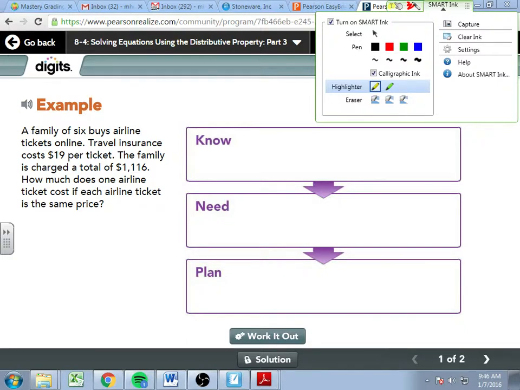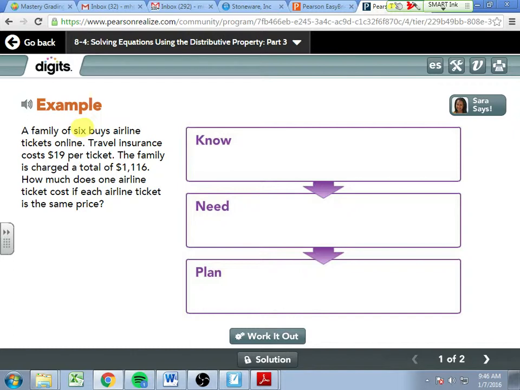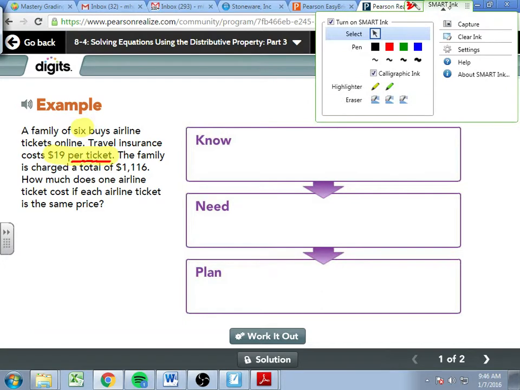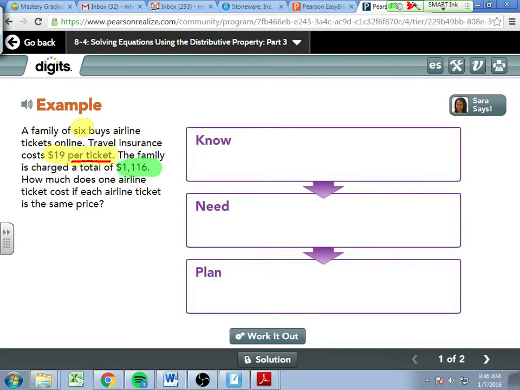A family of 6. They do this sometimes to throw you off when they write numbers as words. Pay attention that it's still a number. It's just written as a word. Buys airline tickets. Travel insurance costs $19 per ticket. That per ticket's going to be really important. That's happening on every ticket. So instead of a fee that only happens one time, that happens every ticket. The family gets charged a total of $1,116. How much does one ticket cost?